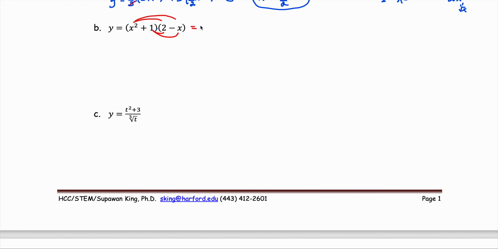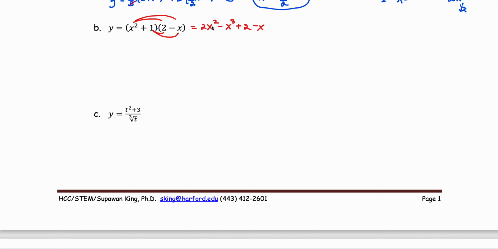So first times first, we get 2x squared. Outer times outer, we get negative x squared times x becomes x to the third power. Inner times inner, we get 1 times 2 becomes 2. Last times last, which is 1 times negative 1 becomes negative x. Now we have 1, 2, 3, 4 terms.